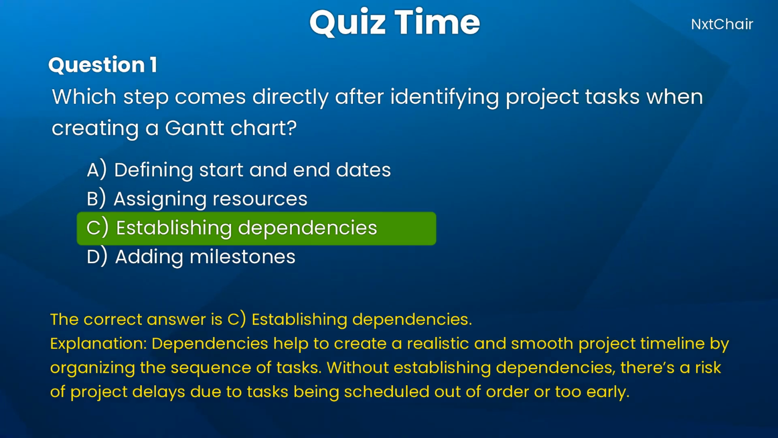The correct answer is C. Establishing dependencies. Explanation. Dependencies help to create a realistic and smooth project timeline by organizing the sequence of tasks. Without establishing dependencies, there's a risk of project delays due to tasks being scheduled out of order or too early.